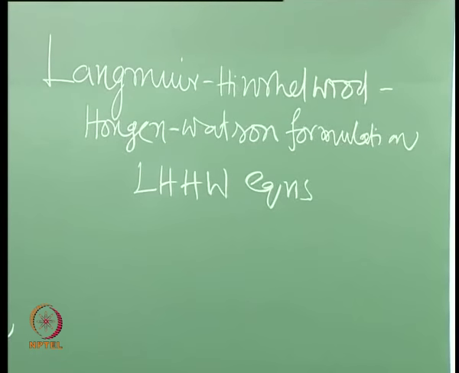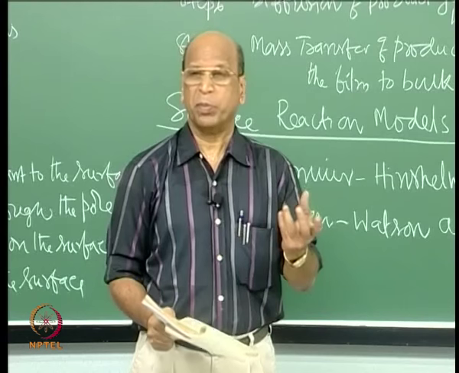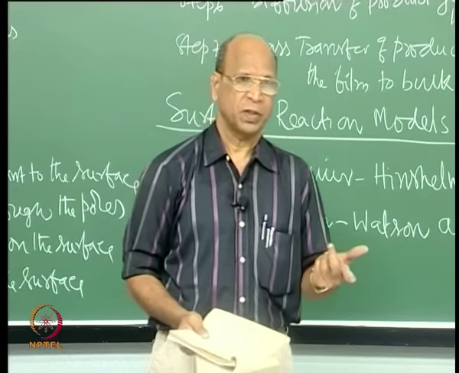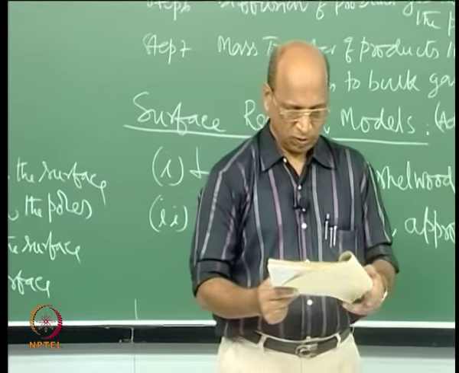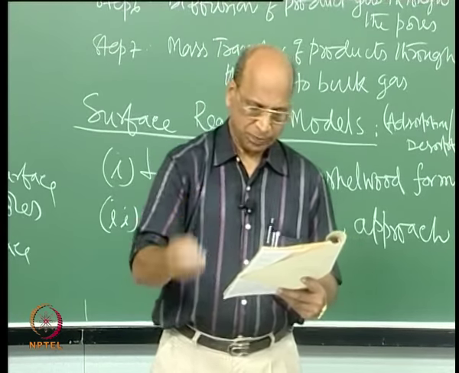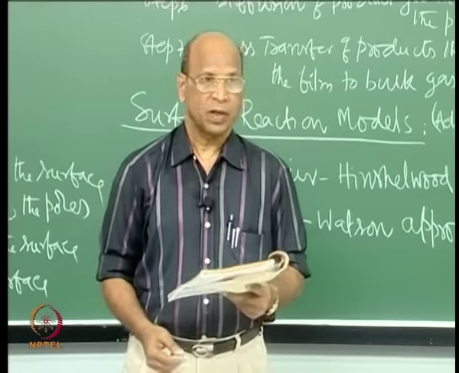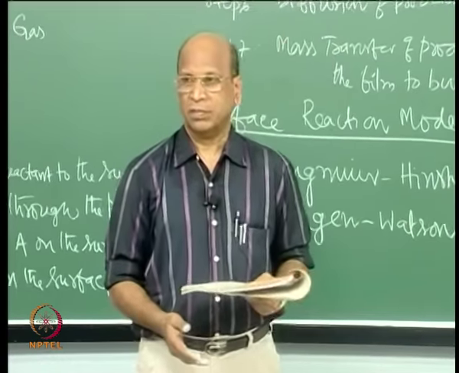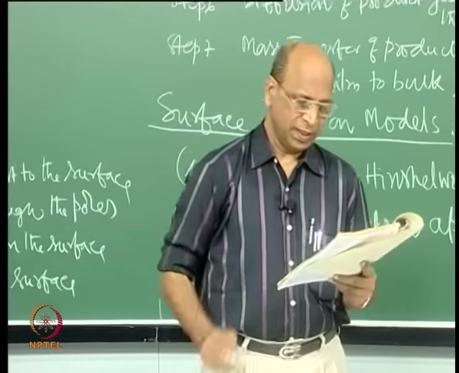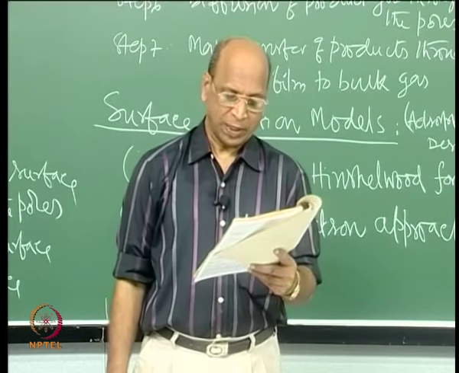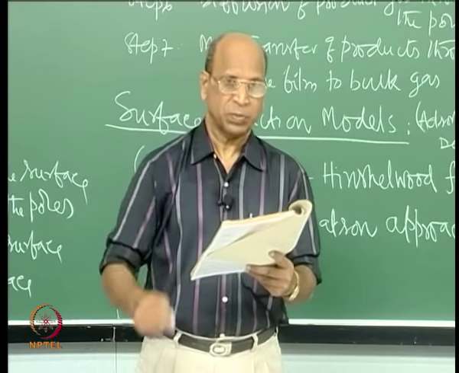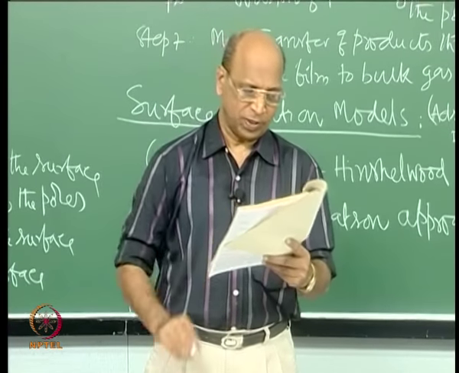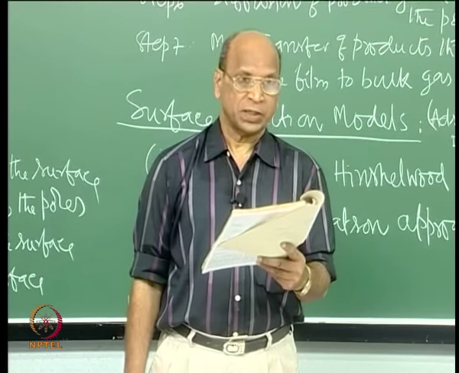This is one of the questions I gave also in that zero test: what information do you get from LHHW models? You get a kinetic expression for catalytic reactions. Let us first derive the Langmuir isotherm. What are the assumptions of the Langmuir isotherm? Monolayer coverage, uniform surface conditions, meaning all the surface behaves in exactly the same way, and isothermal conditions. These are the assumptions in the Langmuir isotherm.